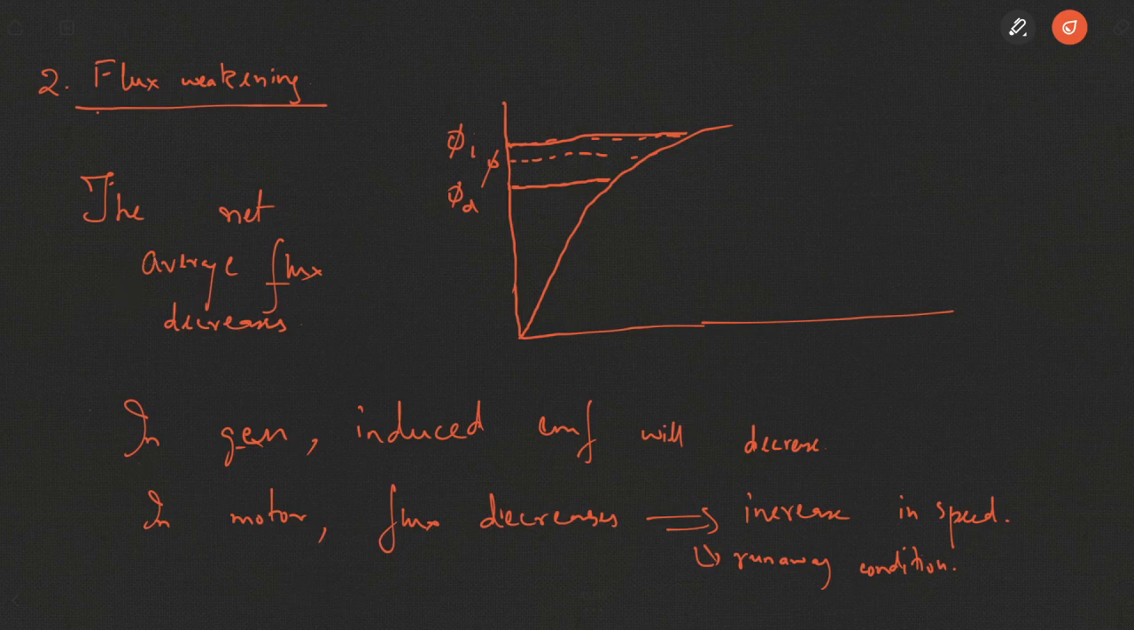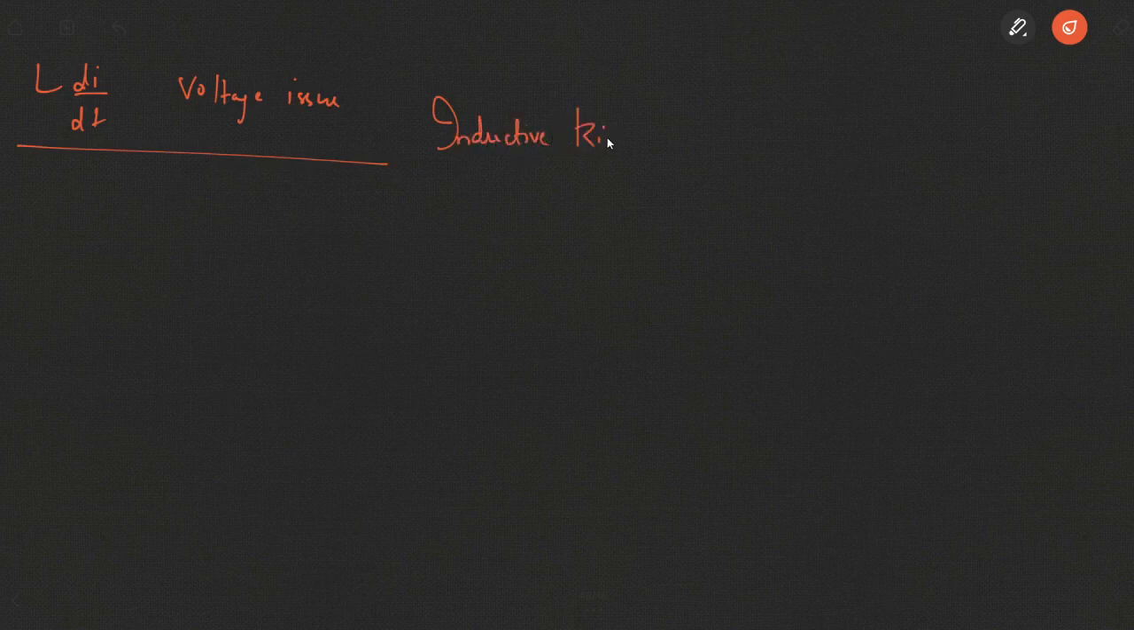The second issue that we need to discuss with regards to commutation is the L di by dt voltage issue, also known as inductive kick. Normally, if this is our arrangement of commutator segments, this is 1, 2, 3, 4, 5, and so on. The commutator is rotating. We are laying this flat. It's rotating along with the armature of the DC motor. Say, for example, the commutator is moving in this direction.